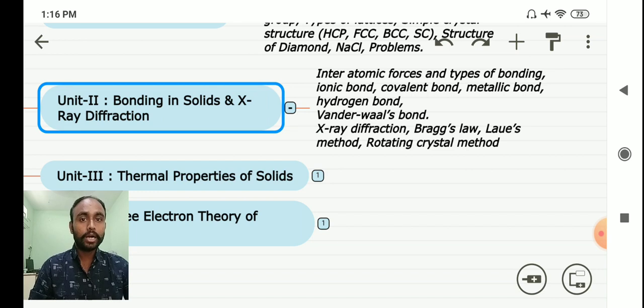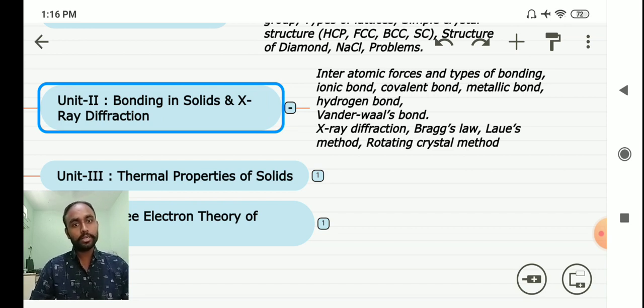The first article in this unit is interatomic forces and types of bonding. When we say every atom is bonded with another atom, it is not as if there is a physical rod between two atoms, or a string between two atoms. So why are they bonded? They have some interatomic forces, some attractive or repulsive forces, between the two atoms. That's why we call them interatomic forces.